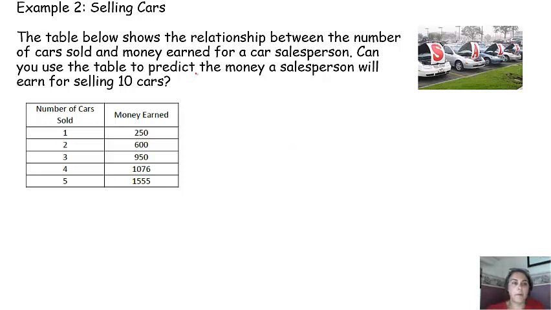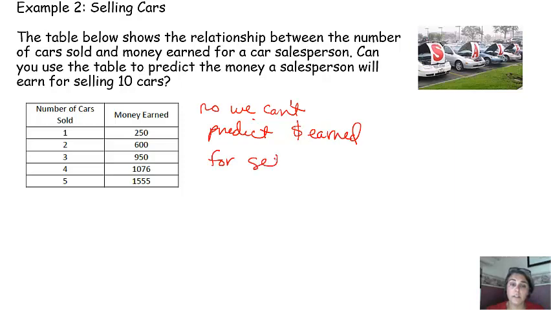Hopefully you paused the video. I'm going to tell you, because the relationship's not proportional, we're not going to be able to predict. No, we can't predict the money earned for selling 10 cars because the relationship is not proportional.